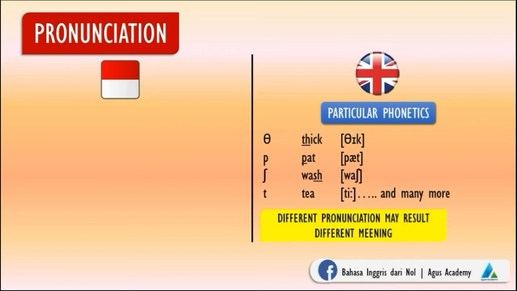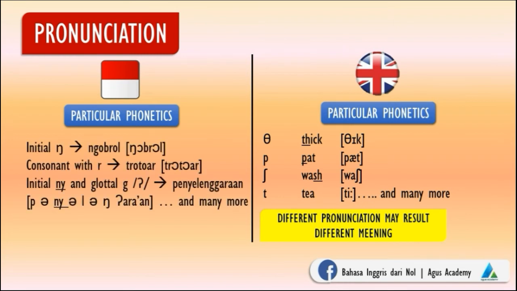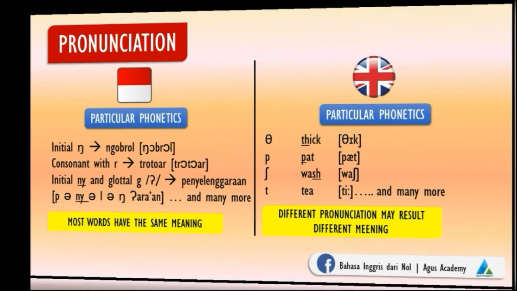But it's not easy also for a native speaker of English to say some of the following words in Indonesian, like this one. The words with initial sounds like ngobrol, a consonant cluster with R, trotoar, initial nyeh, and glottal g, like in the word penyelenggaraan. But this case is a little bit rare in Indonesian since most words have only one meaning. So this is not a serious case.